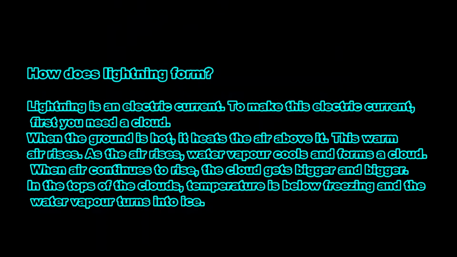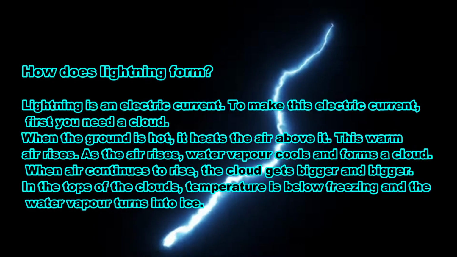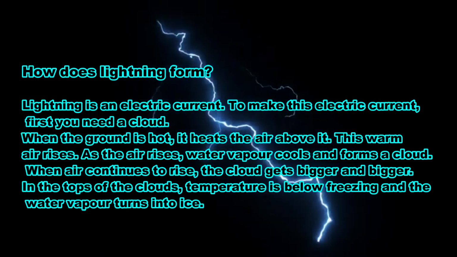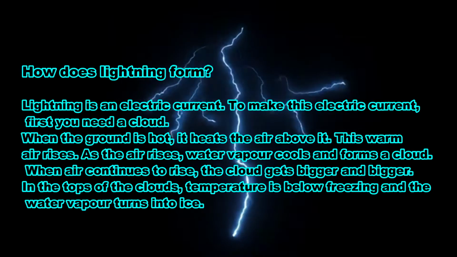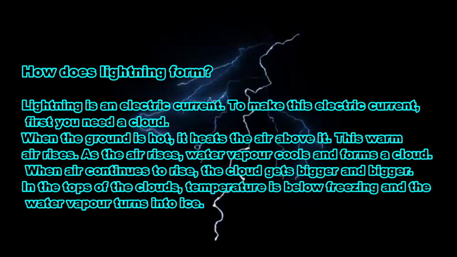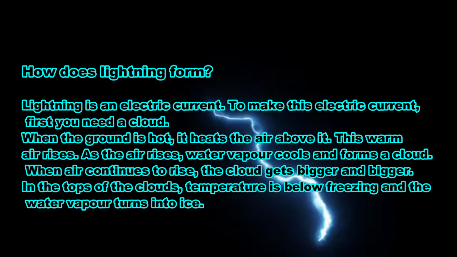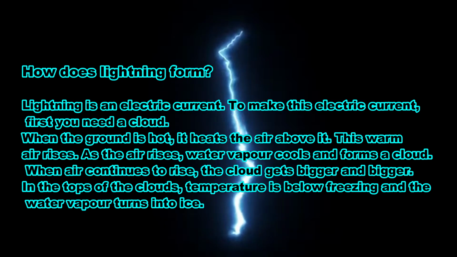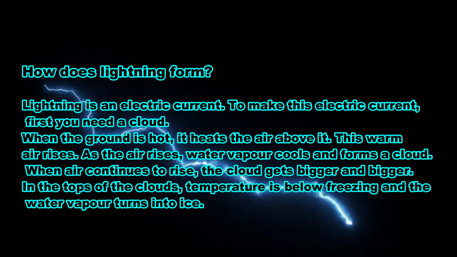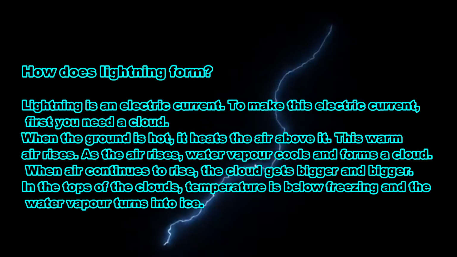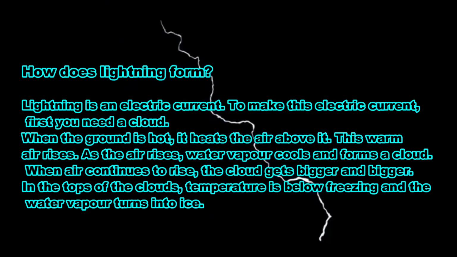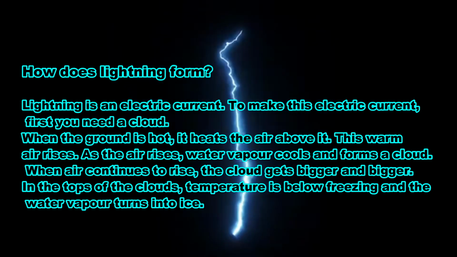How does lightning form? Lightning is an electrical current. To make this electrical current, first you need a cloud. When the ground is hot, it heats the air above it. This warm air rises. As the air rises, water vapor cools and forms a cloud. When the air continues to rise, the cloud gets bigger and bigger. In the tops of the cloud, temperature is below freezing and the water vapor turns into ice.